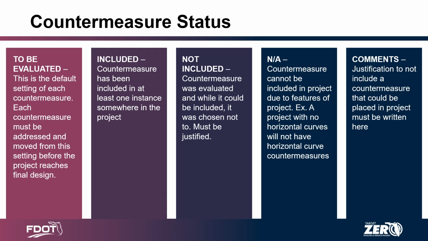This must be justified. Not applicable indicates that the countermeasure cannot be included in the project due to features of the project. For example, a project with no horizontal curves will not have horizontal curve countermeasures. When changing the status of a countermeasure, the dialog box will also include a space for comments. These comments can include the justification or what was evaluated for the countermeasure. Please note that justification must be included when a countermeasure is not included in the project that could have been.